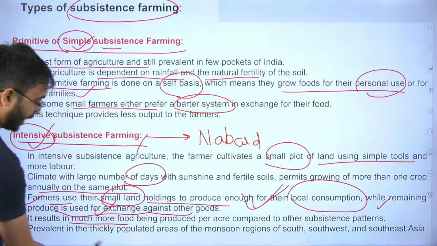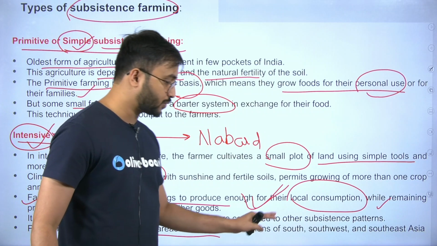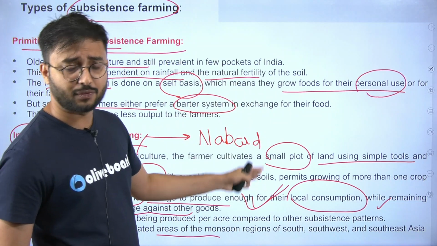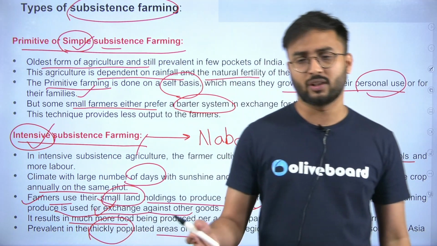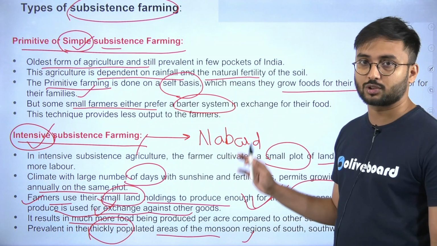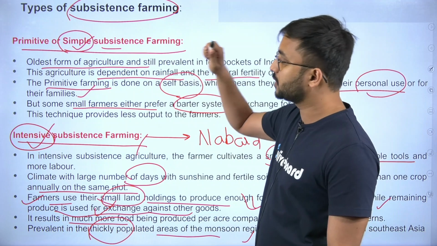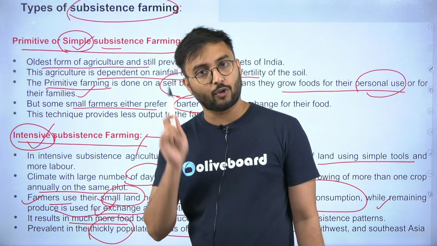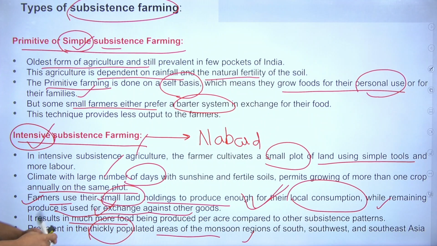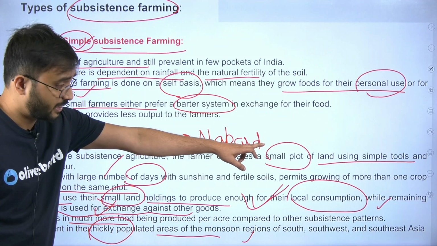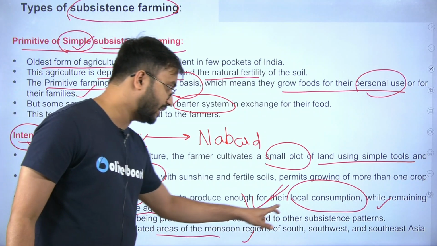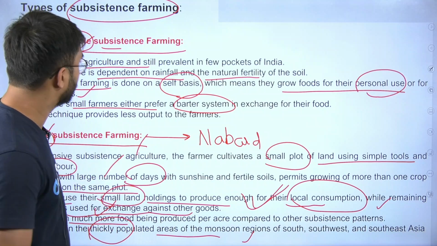It is prevalent in thickly populated areas in the monsoon regions of South, Southwest and Southeast Asia. So if you go to the Western Ghats, Karnataka, Maharashtra, Tamil Nadu, Odisha, Andhra Pradesh, here you can find such type of intensive subsistence farming. The difference between intensive and simple subsistence is that in simple subsistence you are using produce only for self consumption. In intensive subsistence, the farmer is using some inputs like simple tools, more labor, and more importantly, whatever the produce is, that can be used for local consumption. I hope you get the idea.